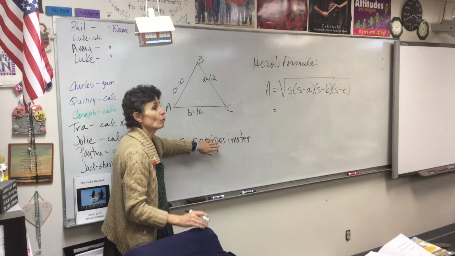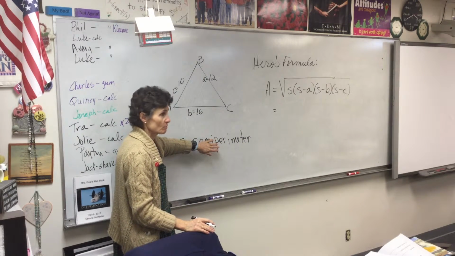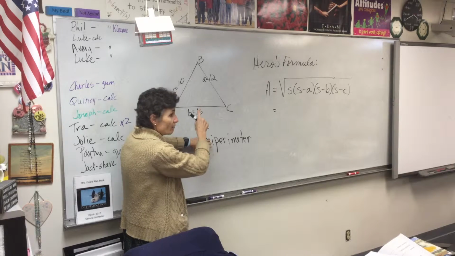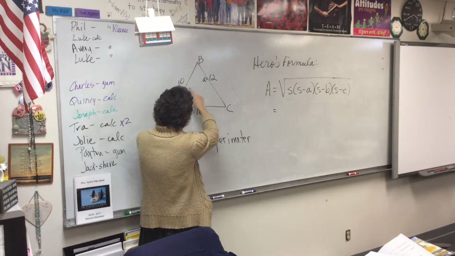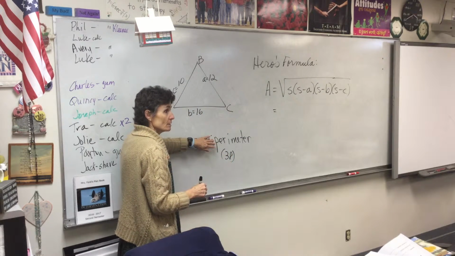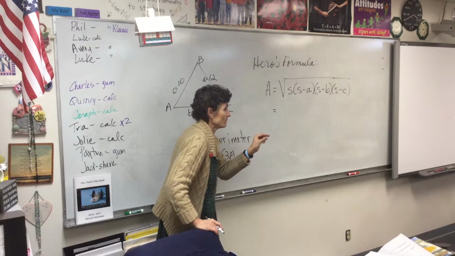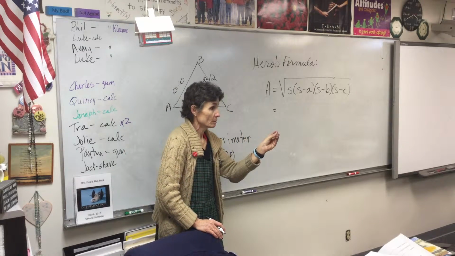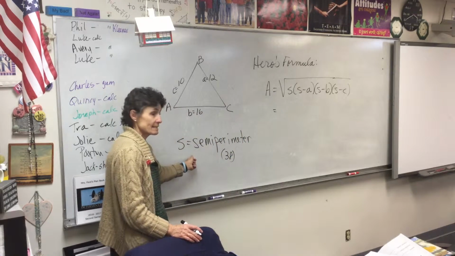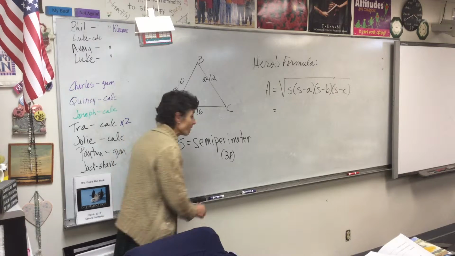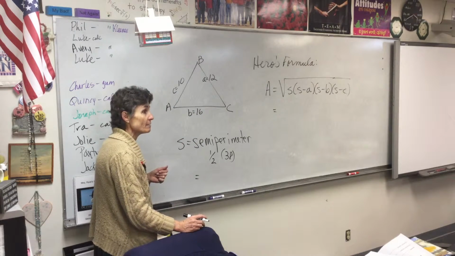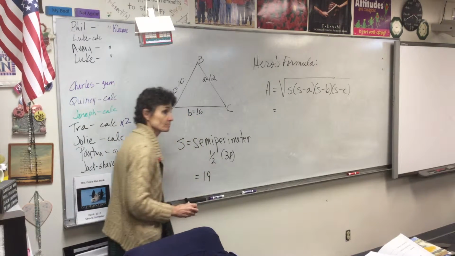Now, what's perimeter? What's perimeter mean? So it would be 10 plus 12 plus 16. So the perimeter would be 38. That would be my perimeter. When we put the semi in front of it, think of semicircle. If I say semicircle, what do you think? Half a circle. So when I say semi-perimeter, I mean half the perimeter. So my semi-perimeter is half of 38, which is 19.